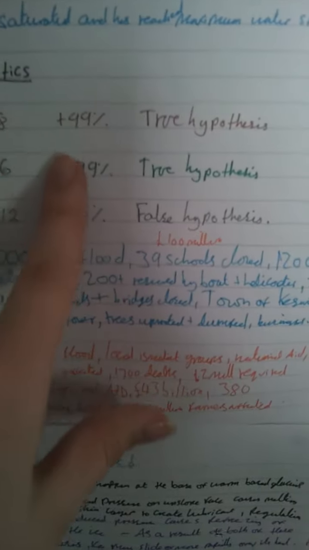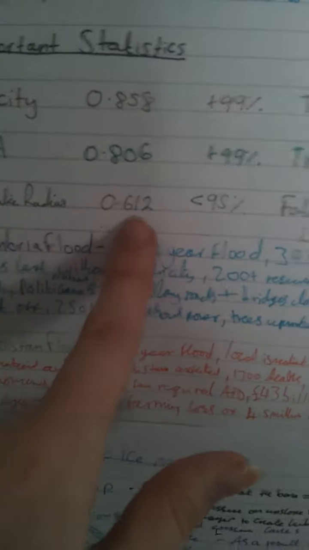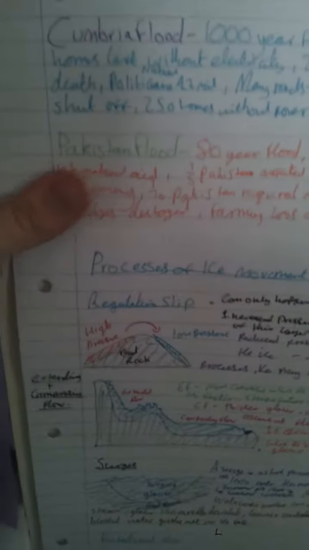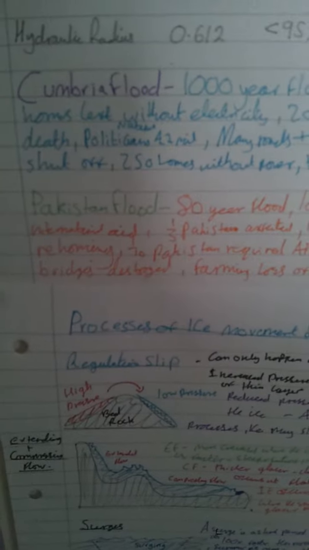So it's saying that these two are true hypotheses because they are 99%, and this one here is a false hypothesis because it's below 95%. Now these are for the first exam. This is about the Cumbria flood and the Pakistan flood. Sometimes it asks you a 15-mark question comparing the two.